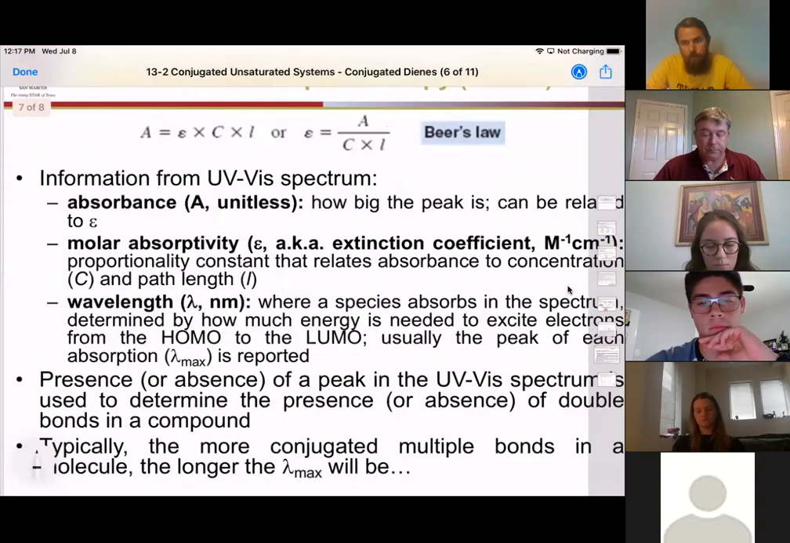Okay, so a couple things about that and how it relates to Beer's law. Beer's law is something we learned in Gen Chem and probably a little bit in physics as well.